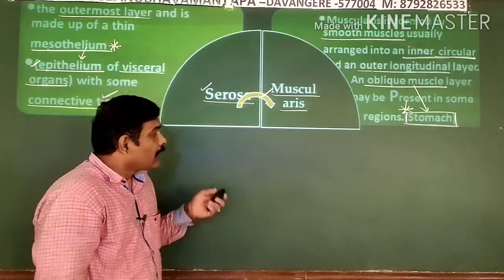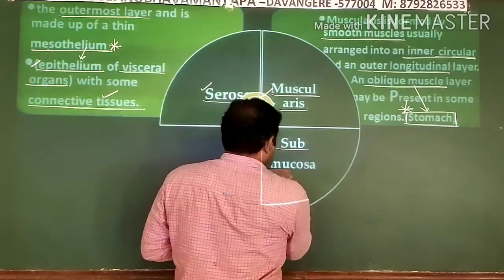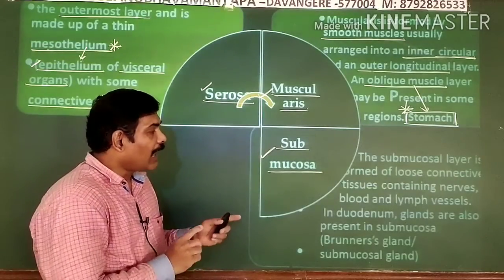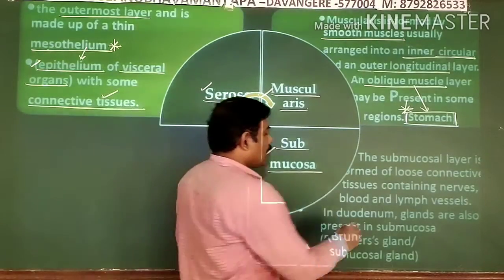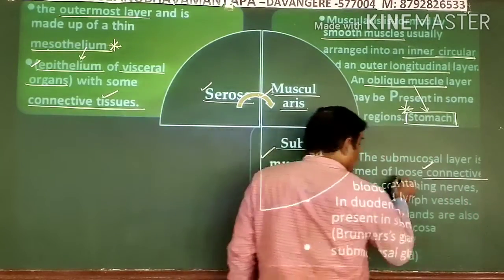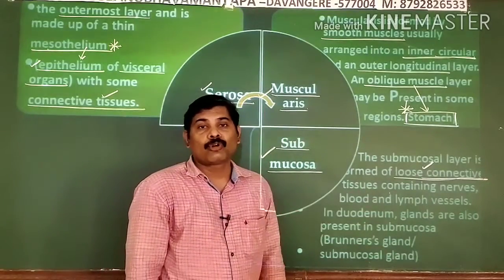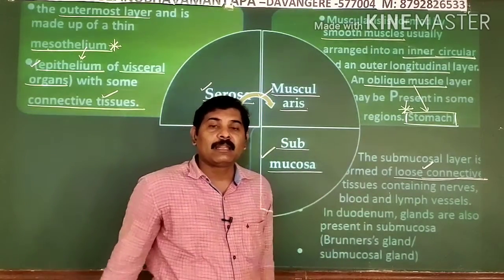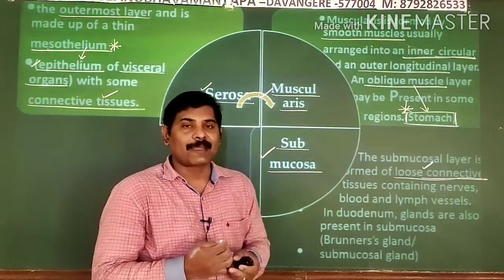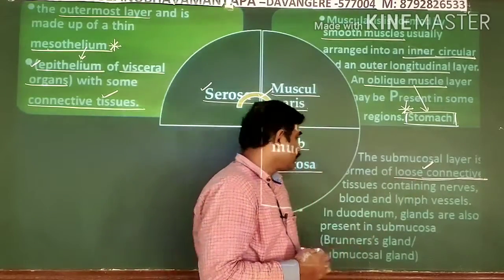Clear? Right. Coming to the third important layer, known as the submucosa. The submucosa is made up of connective tissue, particularly loose connective tissue. About this loose connective tissue, we will study in detail in the structural organization of the animals. There we study various types of tissues and get detailed information regarding loose connective tissue.